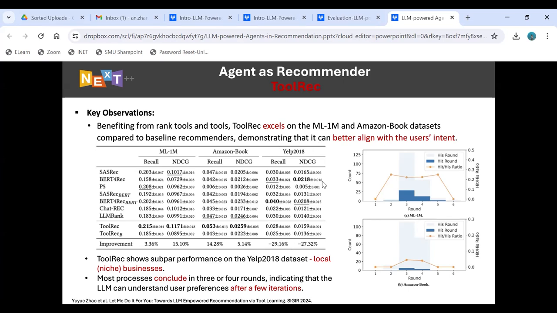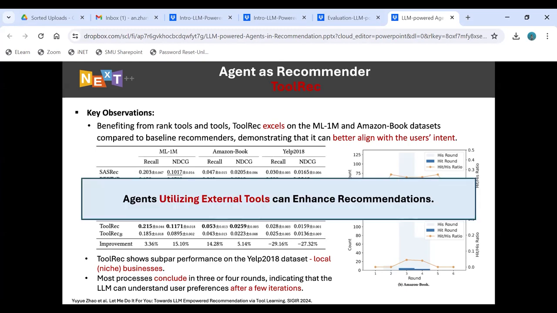Because this Yelp data set is a local business data set. So there is not that much common knowledge for the large language model. And we also find most processes conclude in 3 or 4 rounds. This indicates that the large language model can understand user preference after a few iterations. So we conclude agents utilizing external tools can enhance recommendations.